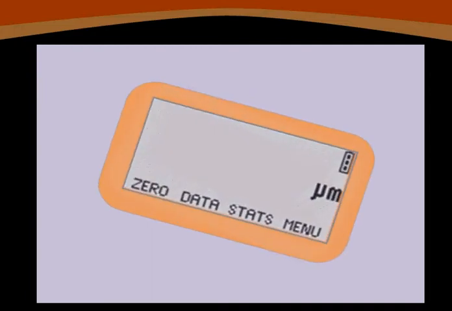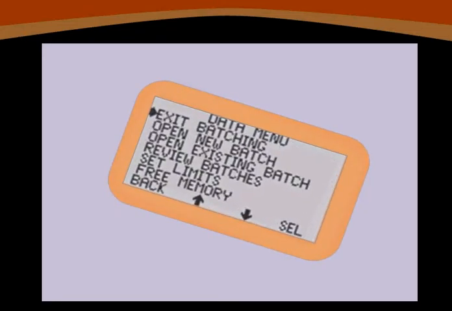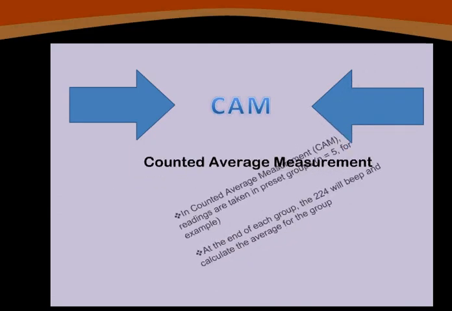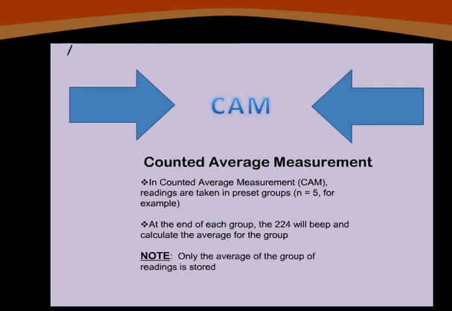To set up batching on your 224, select data from your gauge's main display. While this next screen presents many options, before we set up our new batch, perhaps this is a good time to discuss the significance of CAM, or counted average measurement. In CAM, readings are taken in preset groups, rather than singularly. As this measurement method has become standard practice in many industries, it is important to understand its significance.